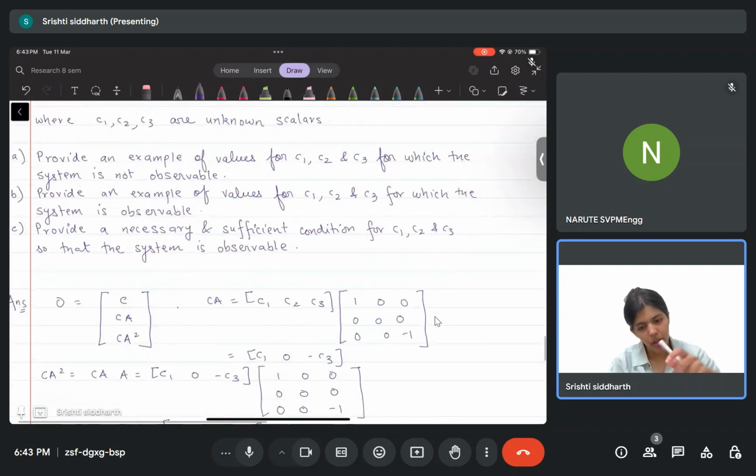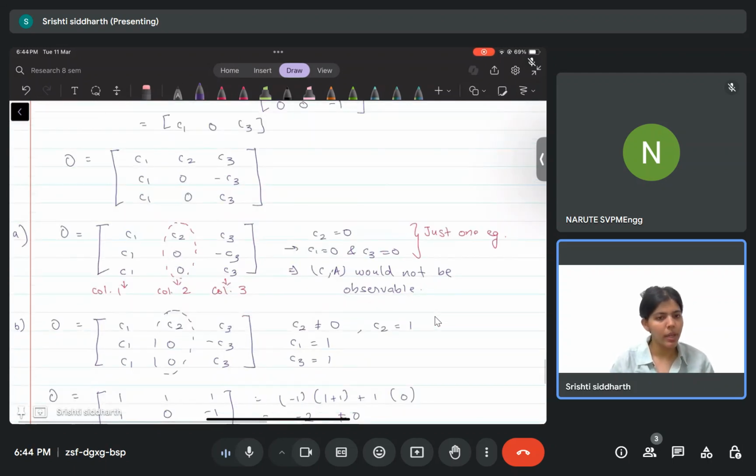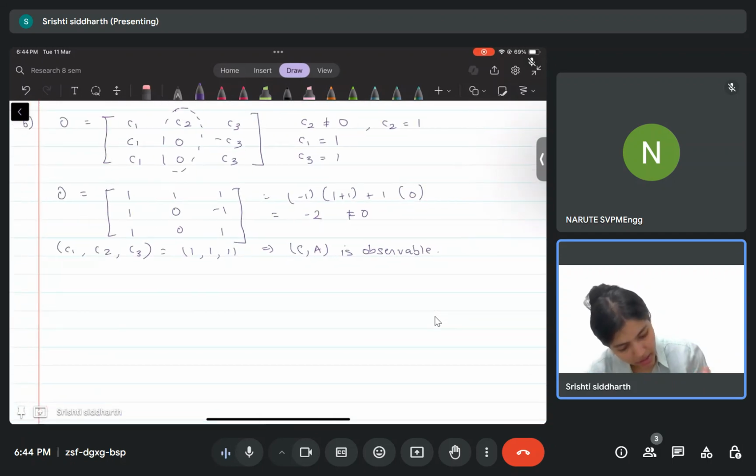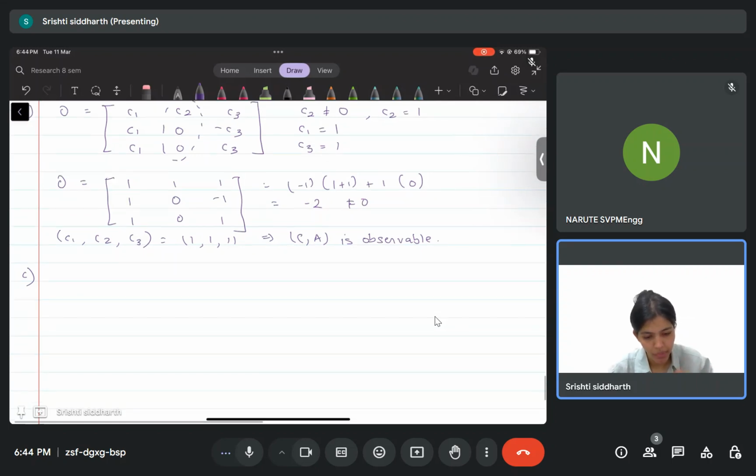This part is to provide a necessary and sufficient condition for C1, C2, and C3 so that the system is observable. So recall the three tests for observability. One was the observability matrix test, the other one was the PBH test, and the last one was the eigenvector test. And the eigenvector test actually provides a necessary and sufficient condition that there should be no eigenvector of A which lies in the kernel of C.